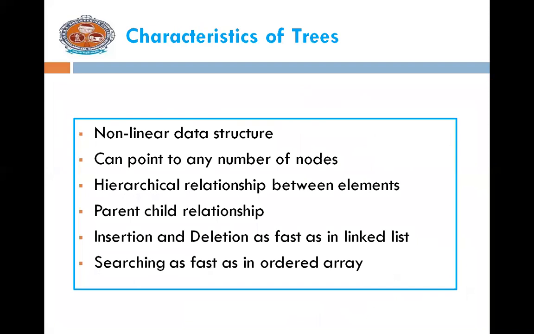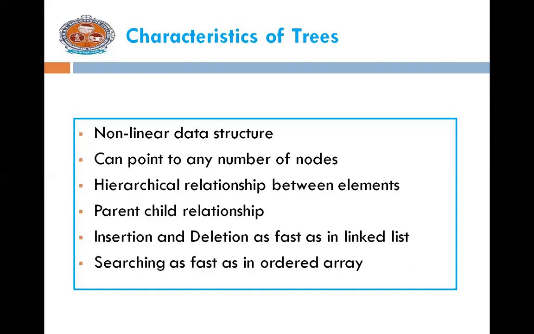Characteristics of trees. If you take the characteristics of trees, we can say the tree is a non-linear data structure. Non-linear data structure means the relationships are not linear. All the nodes are connected, but the relationships are not directly connected as linear. Also, we can say that it can point to any number of nodes. A tree can have any number of nodes, but out of all the nodes, one node is treated as the root node. And the next characteristic is the hierarchical relationship between the elements. Here we are going to have hierarchical relationships between all the nodes in the tree.